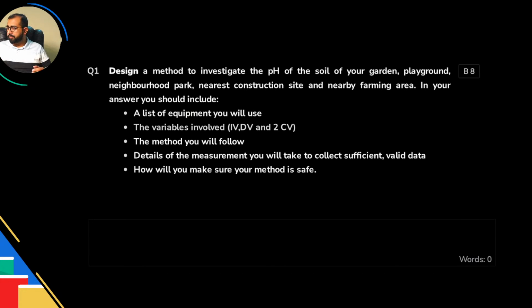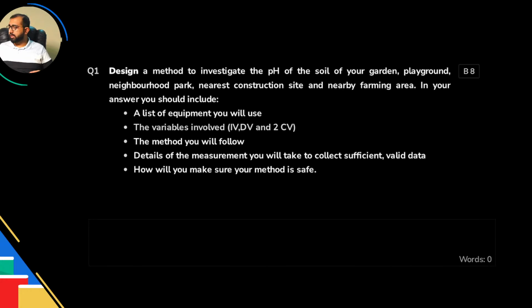I'll explain a bit. The variables involved: independent variable, dependent variable, control variable. Again, the independent variable is where you get the soil. The dependent variable is the pH of the soil, and the control variable is maybe the temperature or the amount of water that you add, or how long you let the soil mix in there. Although that's not that much of an important thing. The method you will follow, I'll explain in a bit. So you just need to mention that you have all the equipment that you need.